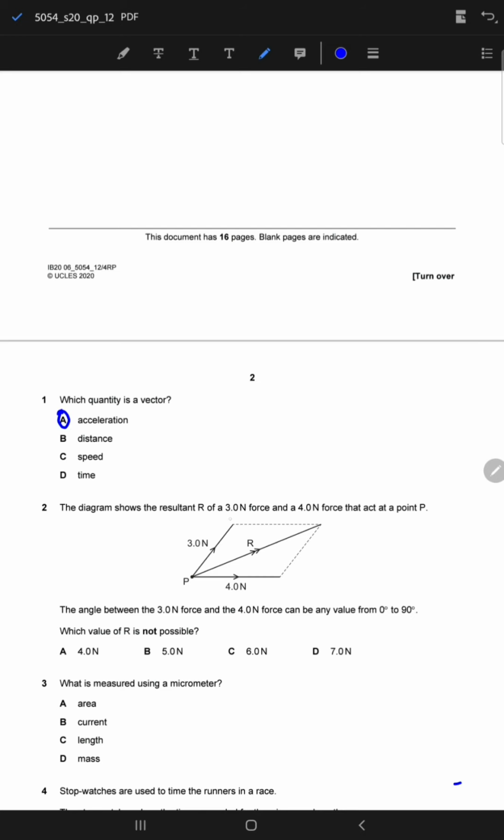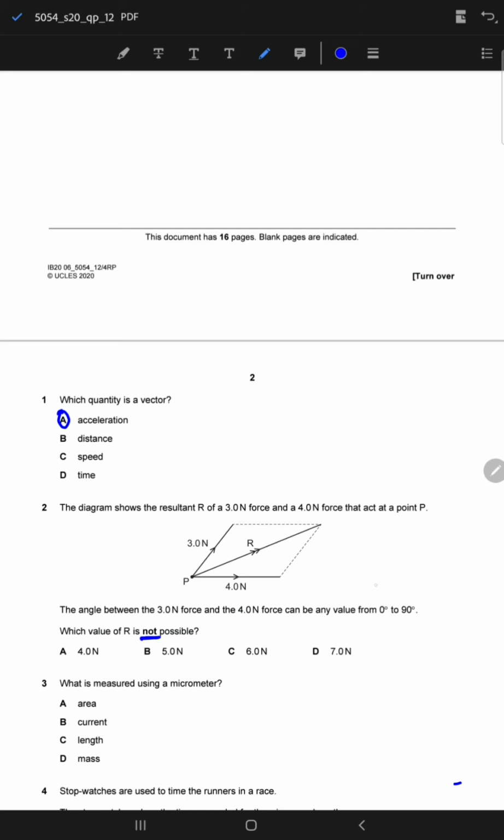The diagram shows the resultant R of a 3 Newton force and a 4 Newton force that act at a point P. The angle between the 3 Newton force and the 4 Newton force can be any value from 0 to 90 degrees. Which value of R is not possible? Whenever you have such a question, you should pay particular attention to the bold words. Here it says which value of R is not possible.